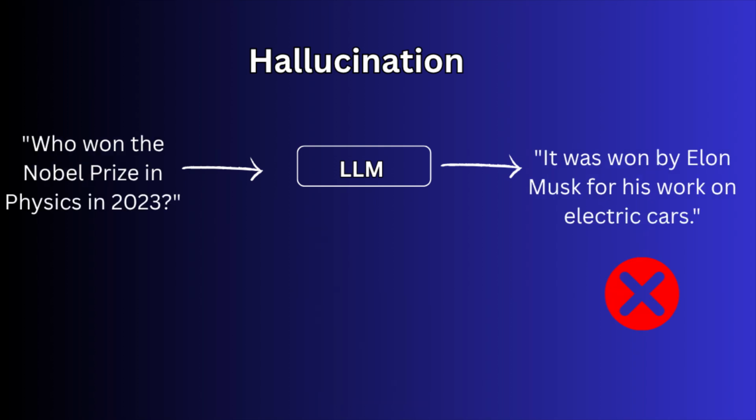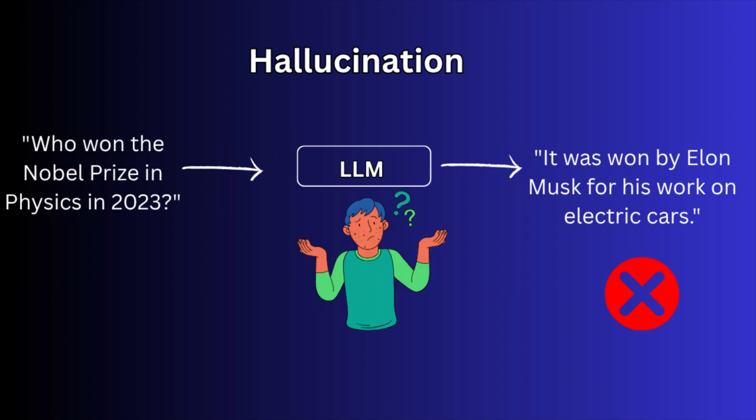For example, if you ask who won the Nobel Prize in Physics in 2023, and the AI says it was won by Elon Musk for his work on electric cars, this is a hallucination. It sounds believable, but it's not true. It can happen if the data is missing, unclear, or outdated, and the model may guess incorrectly. It has no awareness of what is true or false. If a model generates wrong content, then we can say that the model is hallucinating.